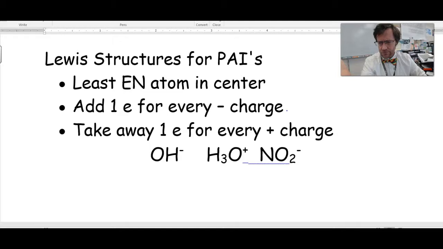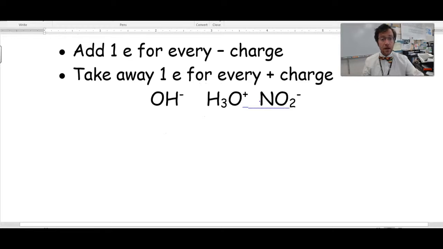I think I was wrong. Again, why wouldn't I be wrong? So we're going to put the least electronegative in the middle. And then for every minus 1 charge, we add an electron. For every plus charge, we take 1 away. It'll make sense in just a minute just by doing it. I want us to go through and draw Lewis electron dot diagrams for 1, 2, 3 polyatomic ions.